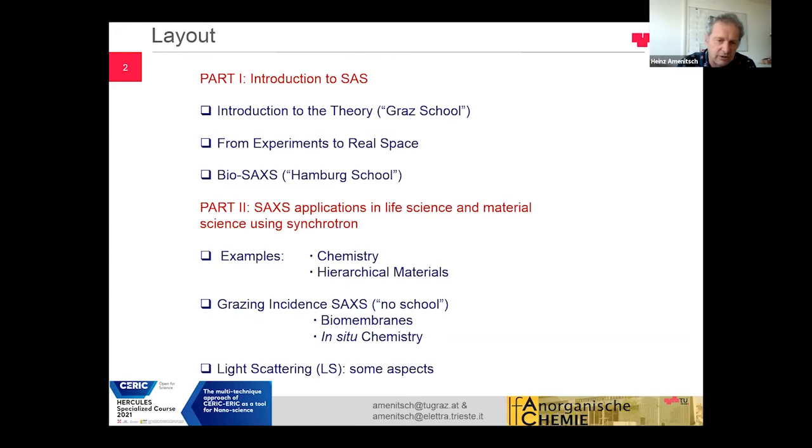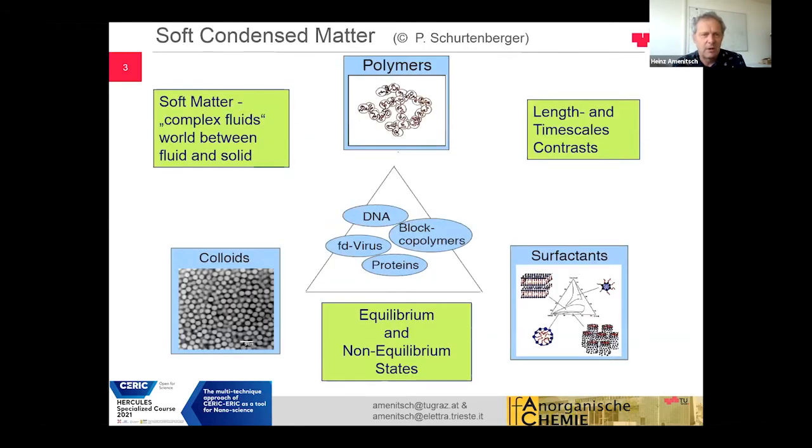And at the end, I want to give you a short glimpse on light scattering, and we'll cover some aspects of light scattering. So starting from the field: small angle X-ray scattering is very prominent in soft condensed matter. Soft matter is something where you have complex fluids in the world between fluid and solid. You have different length scales, time scales and contrasts. And what is important is you can look at equilibrium and non-equilibrium states of the structures.